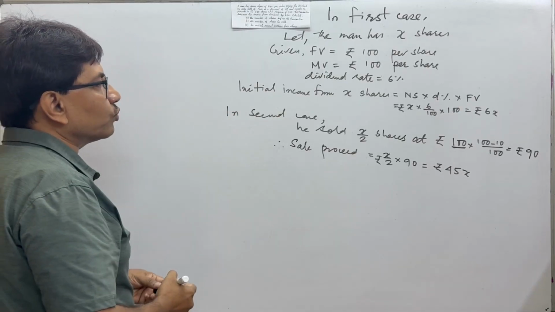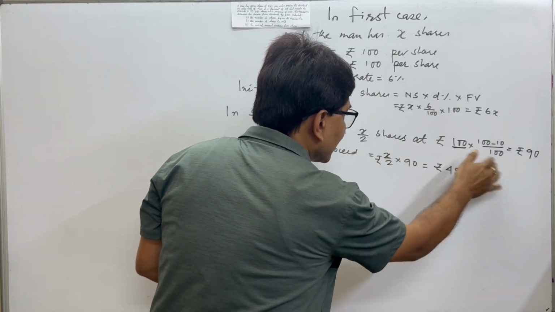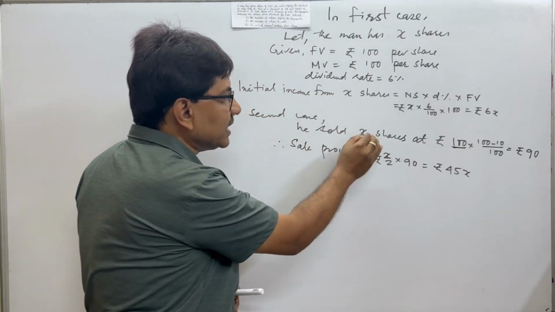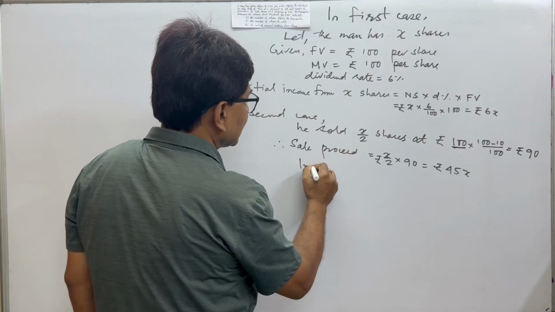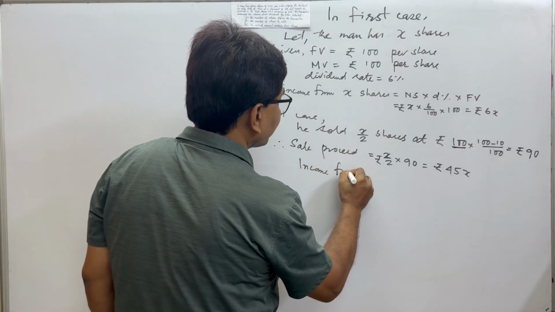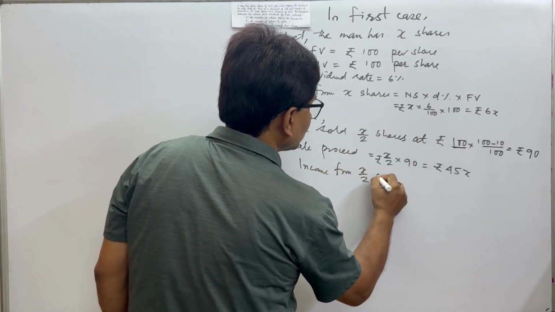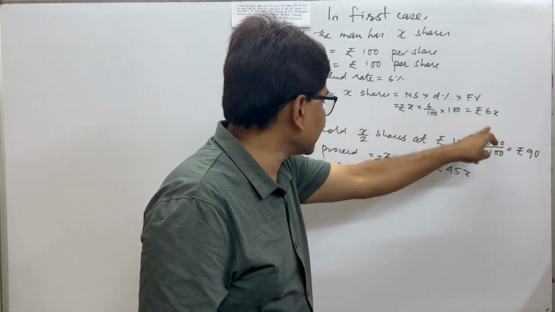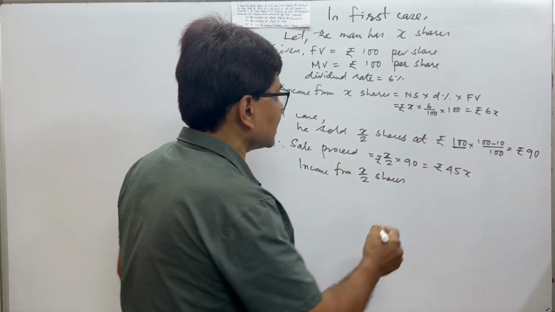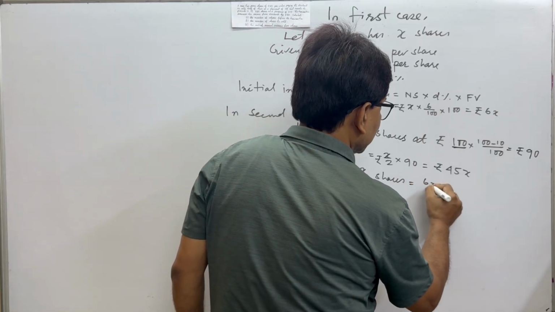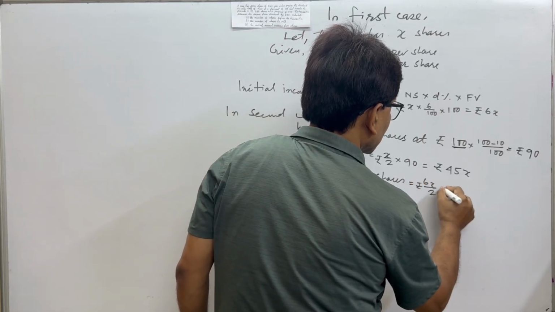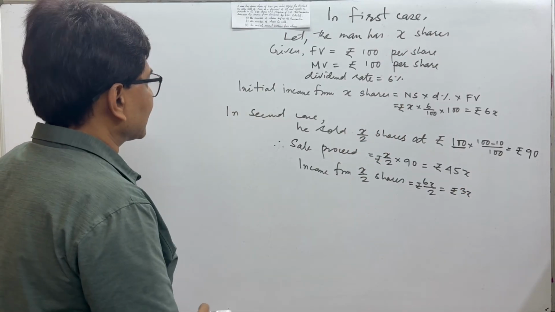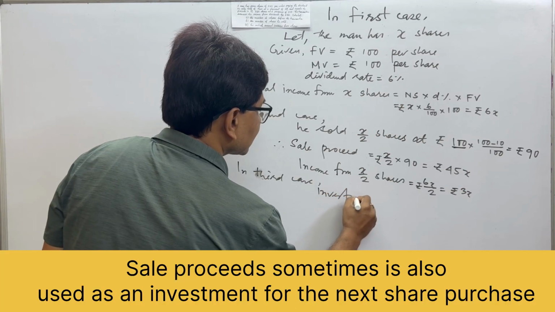Here in the second case, whenever he is selling x by 2 number of shares, definitely before selling he should have some income from these shares. Income from x by 2 shares. If income from x shares is rupees 6x, so income from x by 2 shares is 6x by 2, rupees 3x.